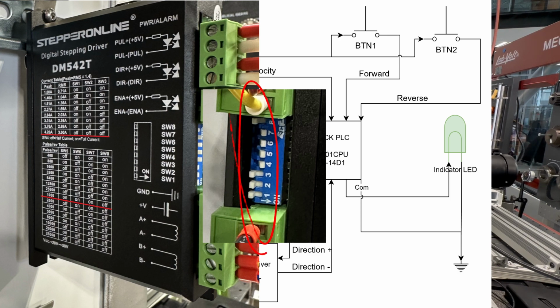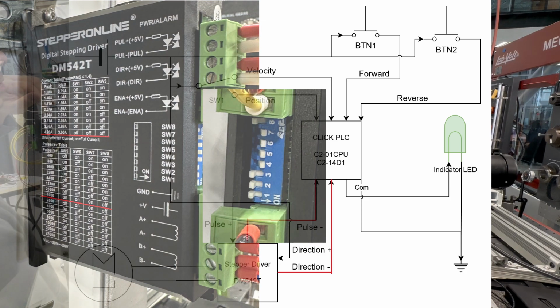The second chart is the setting for pulses per revolution. In this case I selected 1000 pulses per revolution: switches 5 to 7 are on and 8 is off. Which means that to rotate the motor one full revolution, the PLC has to send 1000 pulses to the driver. If you want more precision, you can set it up to 25,600 pulses per revolution.